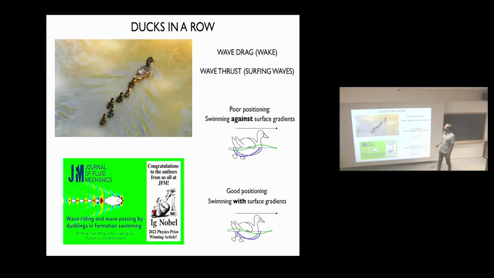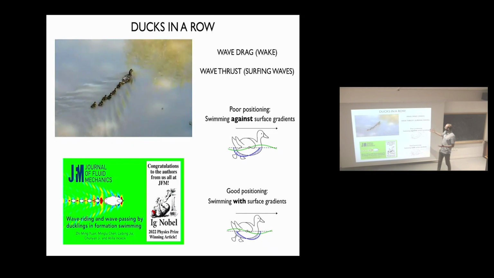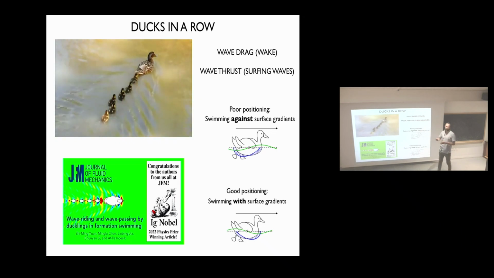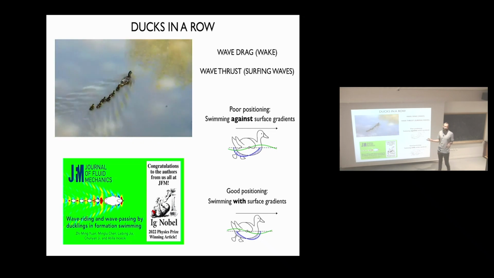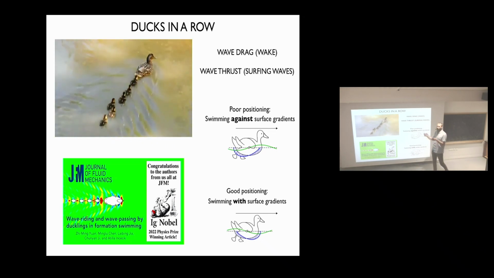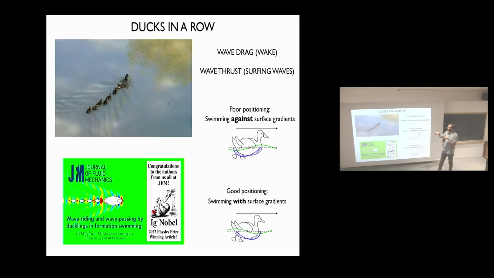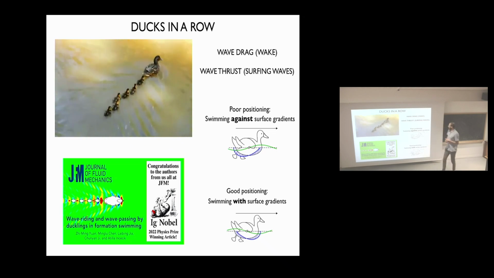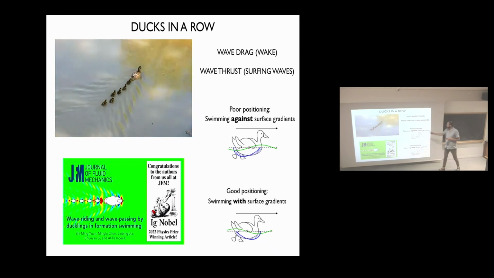So this is showing both wave drag and wave thrust, because the mother duck, as she swims, is creating a wake, and that's costing her energy. So that's associated with wave drag. And the ducklings, they're swimming in her wake, and they're getting a boost from surfing in her waves. So that's a wave thrust example. And this cartoon sort of illustrates what I'm talking about.